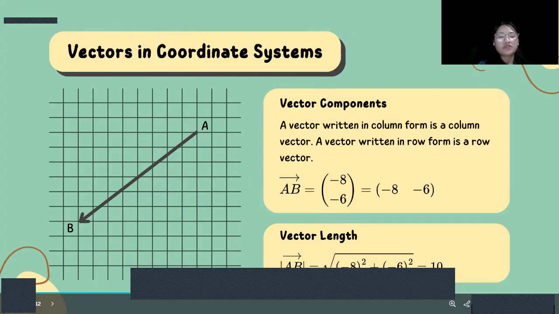Now let's discuss vectors in the coordinate system. A vector can be expressed using its component, usually written as x and y coordinates. The vector can be written as a column vector or row vector. We can also calculate the length or magnitude of a vector using the distance formula. This allows us to describe vectors numerically and perform mathematical operation more easily.